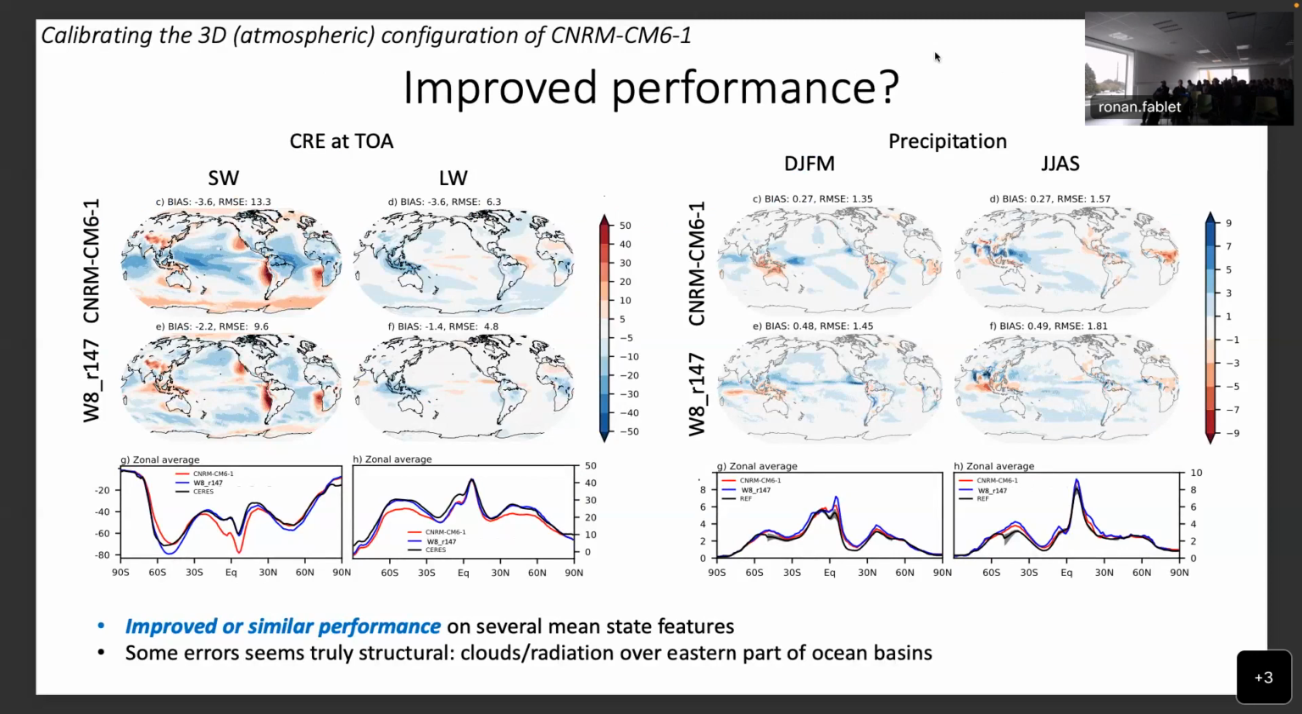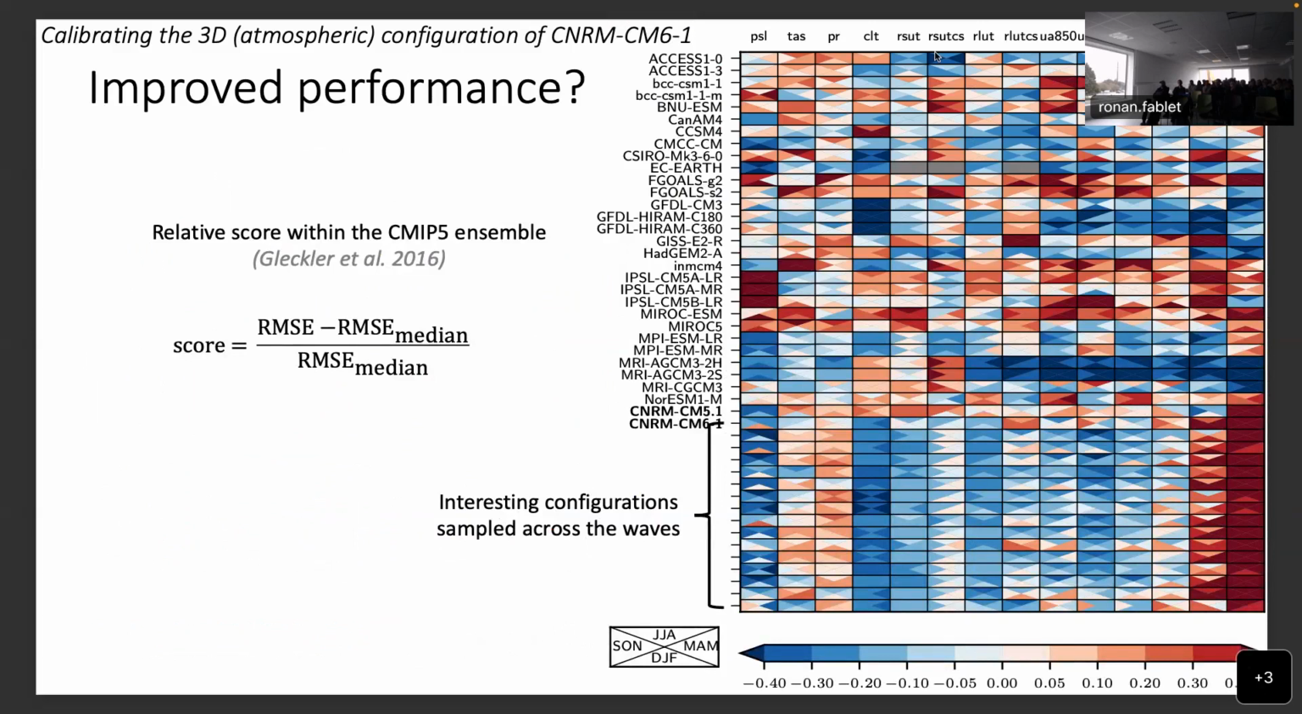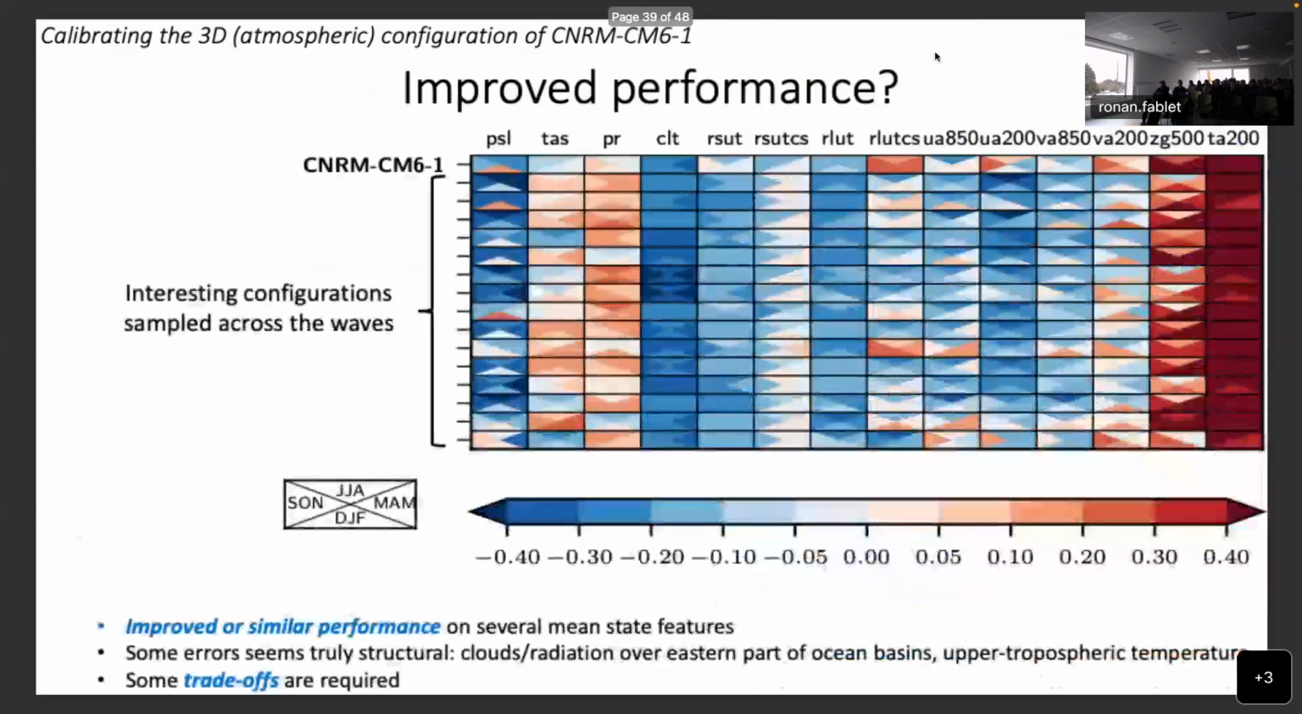For precipitation, it's harder to see, but what is interesting is that we reduce quite significantly the biases over the continent, the dry bias over the continent. It seems that some errors are really structural. This is not new, but it's confirmed at the process level that it's difficult to get the clouds over the eastern part of ocean basins, stratocumulus or stratus. Maybe I will skip that. It's just a way to condense the information to look at the quality of the simulation. And we see that it's similar or better than the reference simulation.